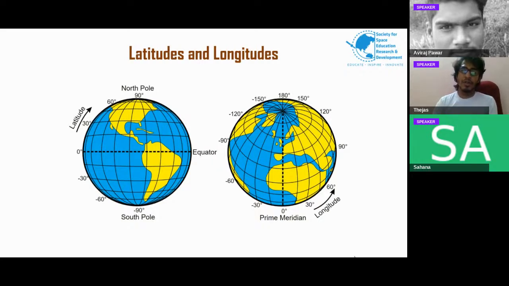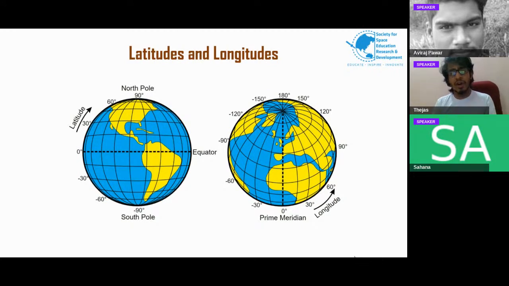As all of you would have learned in your geography classes, we have latitudes ranging from 0 to positive 90 degrees in the northern hemisphere and 0 to minus 90 degrees in the southern hemisphere. These latitudes are the parallel lines, that is the horizontal lines with respect to our equator, that run from North Pole to South Pole. And we also have the longitudes. The equator serves as the reference line for latitude.